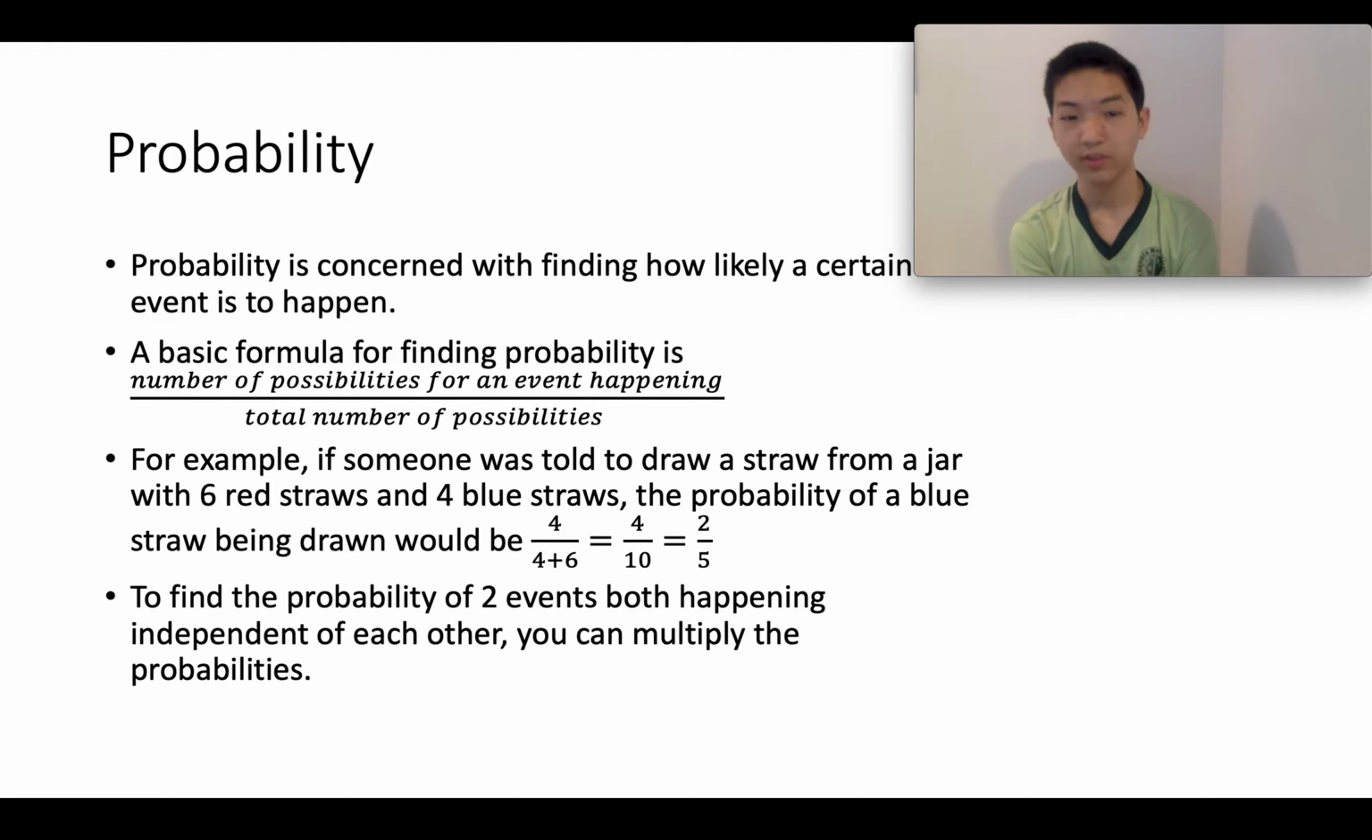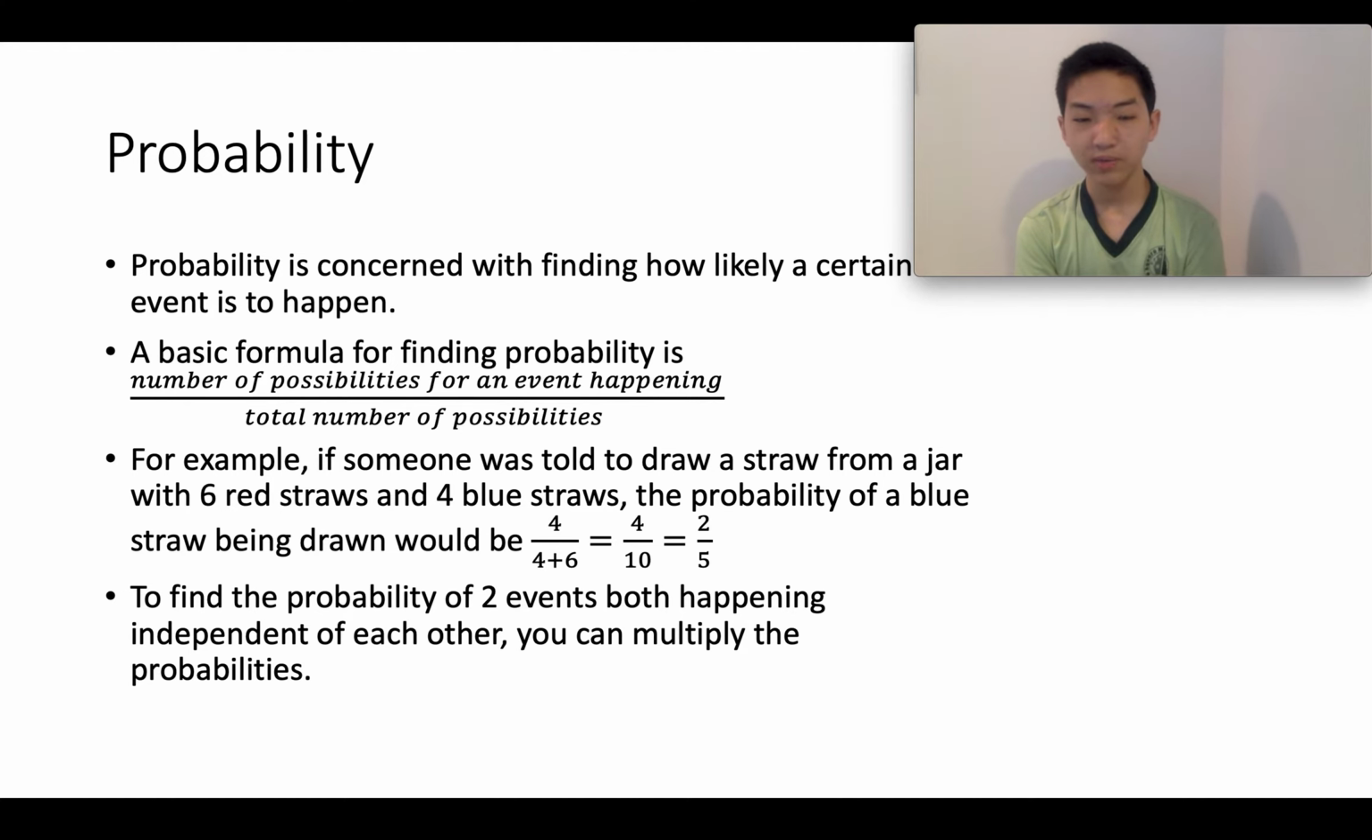So for example, if someone was told to draw a straw from a jar with 6 red straws and 4 blue straws, and we're assuming that it's completely random and each straw has an equal chance of getting drawn, the probability of a blue straw being drawn will be 4 divided by 4 plus 6, which is equal to 4/10, which is equal to 2/5. Now that's only assuming that each straw has a random chance of being drawn and the person is closing their eyes.